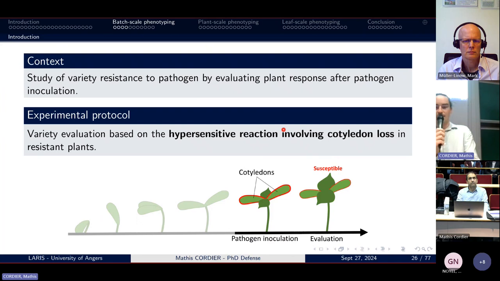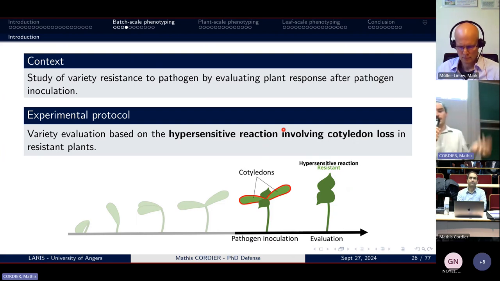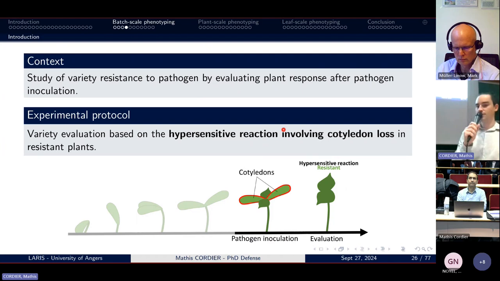And then after a test period, we want to evaluate the reaction of plants. If the plant is susceptible, the cotyledons remain on the plant. And if the plant is resistant, we have the hypersensitive reaction. In this case, the plant will kill the cotyledons to be able to limit the spread of the pathogen to the rest of the plant.